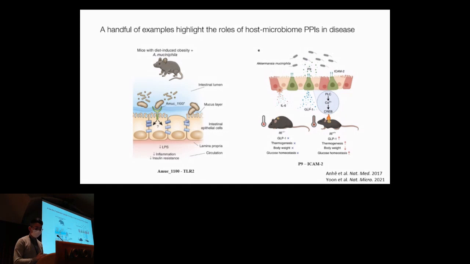The outer membrane protein Amuc_1100, which has been previously shown to prevent obesity by restoring gut barrier integrity. Treatment with pasteurized Amuc_1100 increased the expression of genes encoding tight junction functions. A commensal protein P9 binds to ICAM2, increases thermogenesis and GLP-1 secretion, which is a therapeutic target for type 2 diabetes.